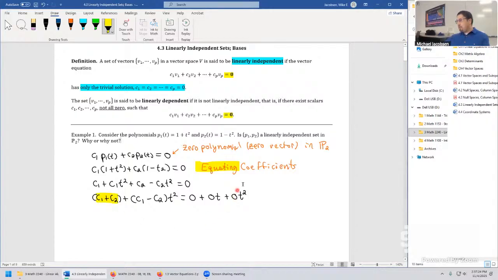Finally, equating coefficients means the only way 2 polynomials are equal, a quadratic on the left, and a polynomial on the right, is if equality insists the coefficients have to be identical. So we're building a system of equations out of this that now says C1 plus C2 is 0. The next equation is that C1 minus C2 equals 0.